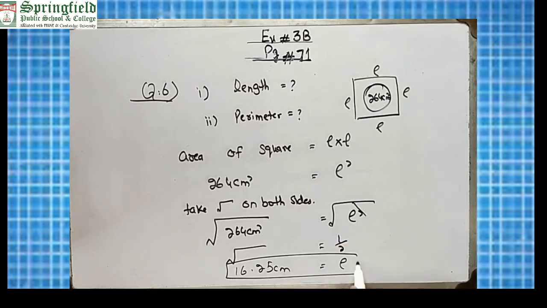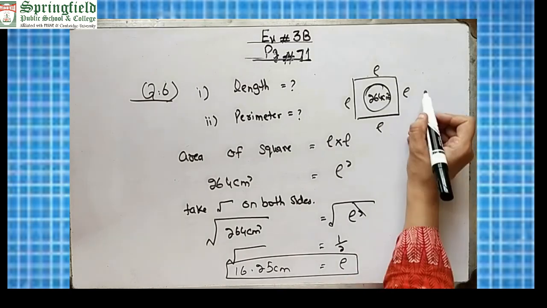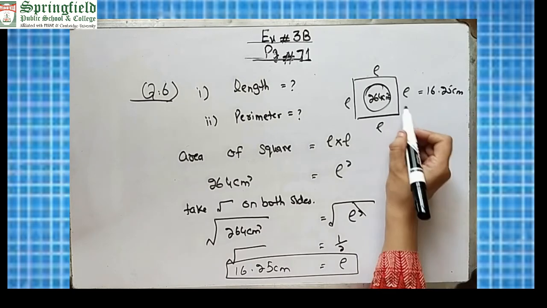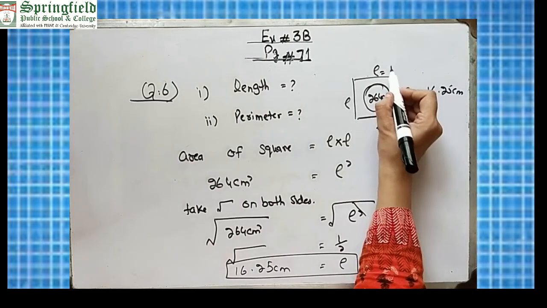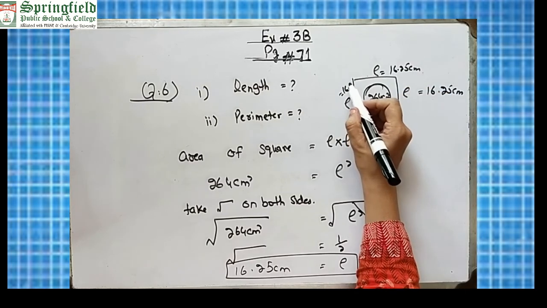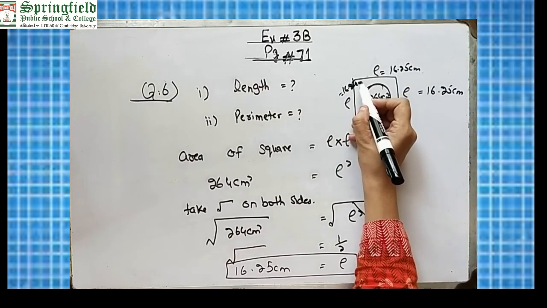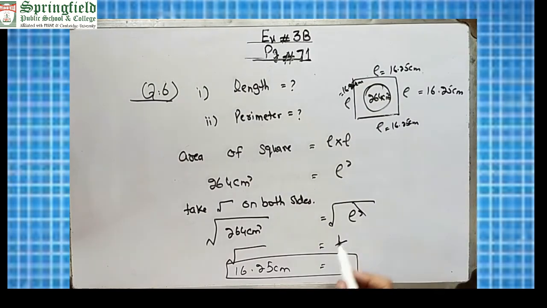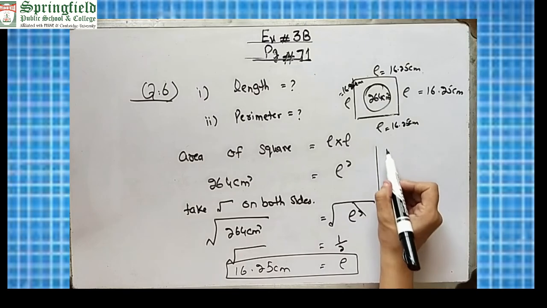This is one side of the square. One side of the square is 16.25 centimeter. So this is the 16, so it must be 16.25 centimeter. Now find out the perimeter.